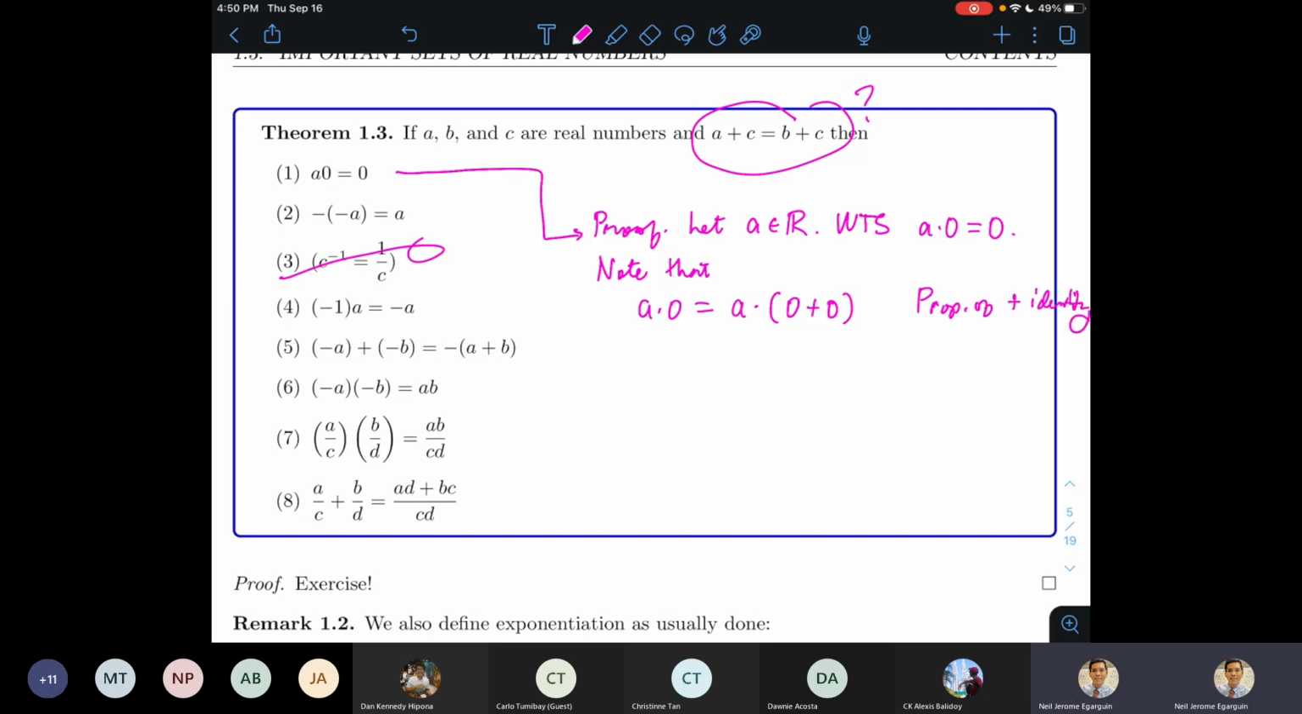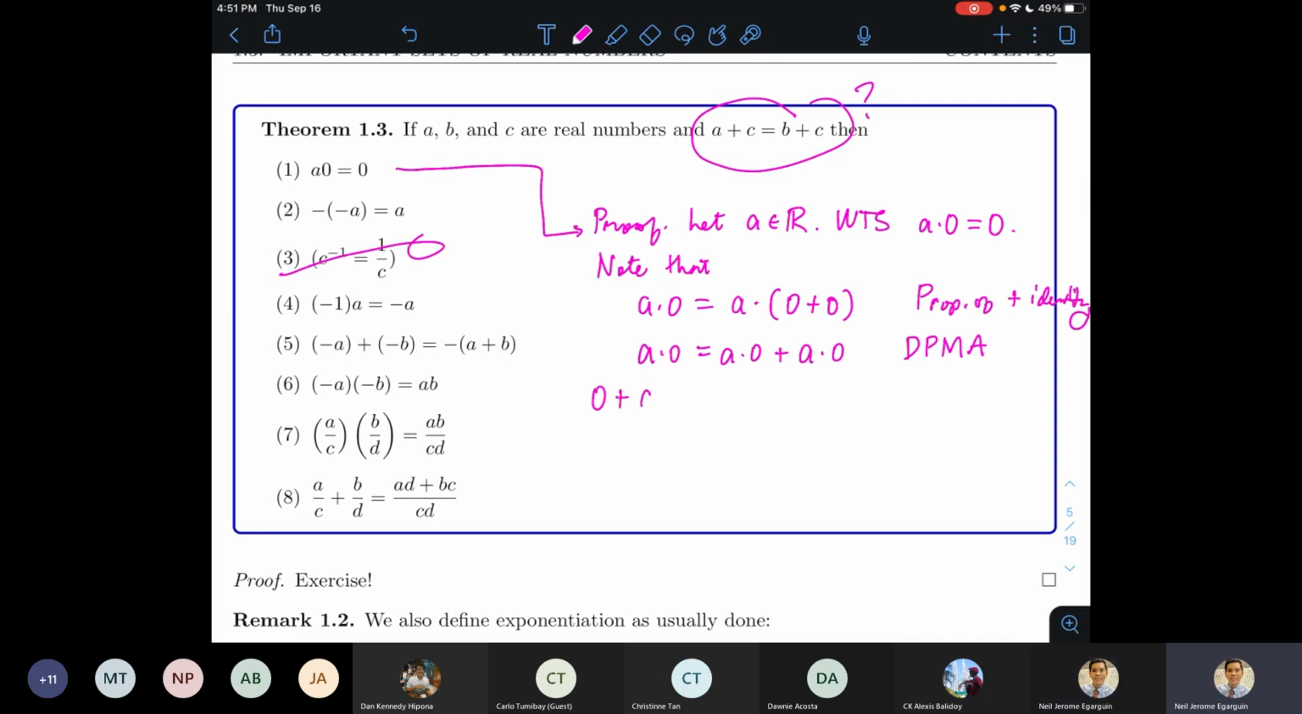Okay. And then I will use the distributive property. Okay. So this is distributive property of multiplication over addition. Okay. And then let me just write this one out. Okay. And then what can we do now? Ayan, medyo malapit na tayo sa katotohanan. What do you think can we do next? Well, I can add 0 to... I can add a 0 here. Do you agree this is still good?